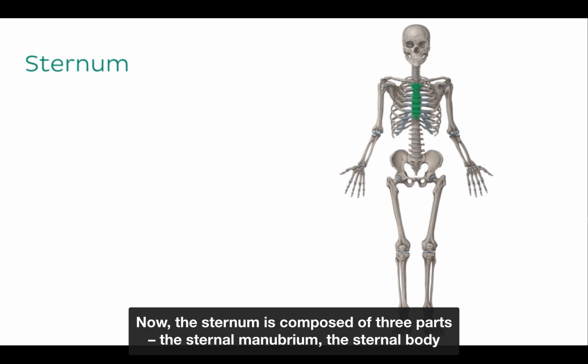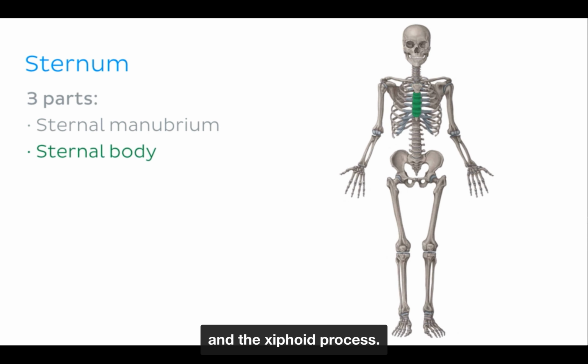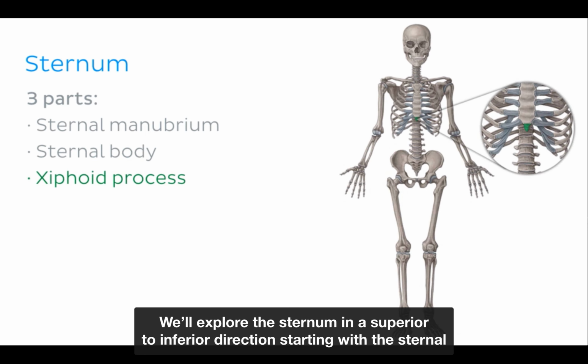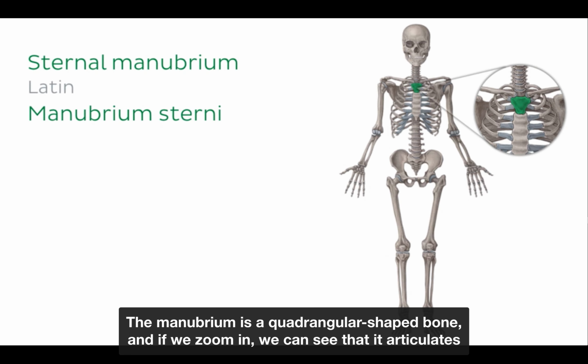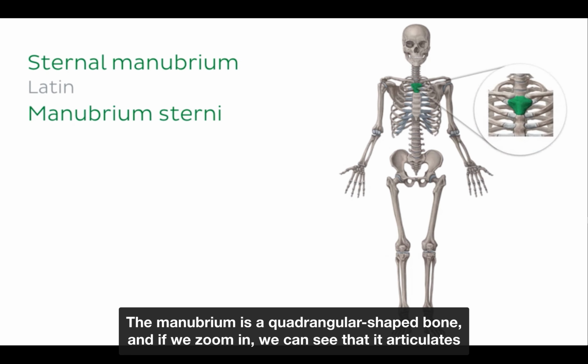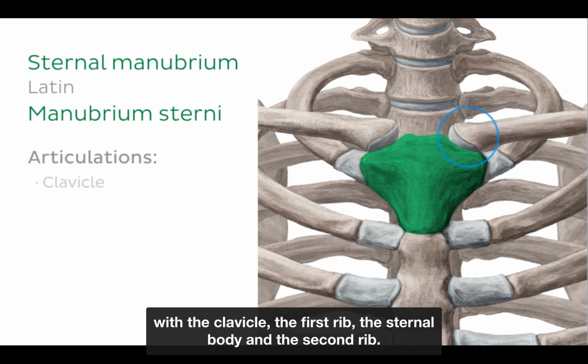Now the sternum is composed of 3 parts: the sternomanubrium, the sternal body, and the xiphoid process. We'll explore the sternum in a superior to inferior direction, starting with the sternomanubrium. The manubrium is a quadrangular shaped bone, and if we zoom in we can see that it articulates with the clavicle, the first rib, the sternal body, and the second rib.